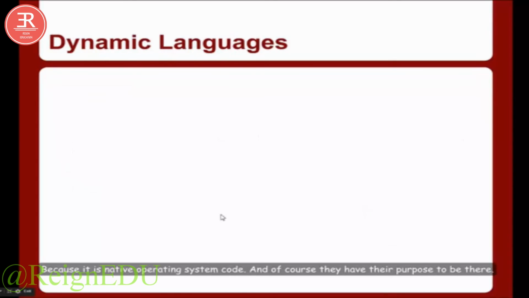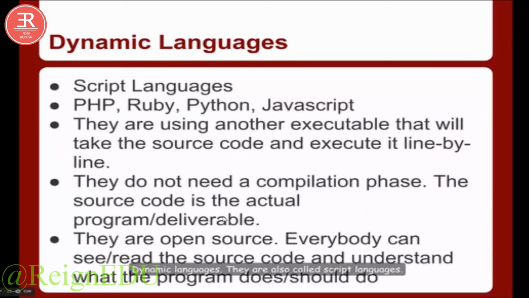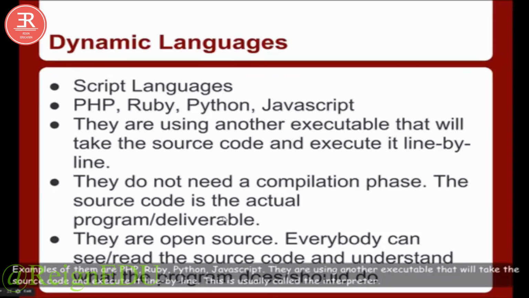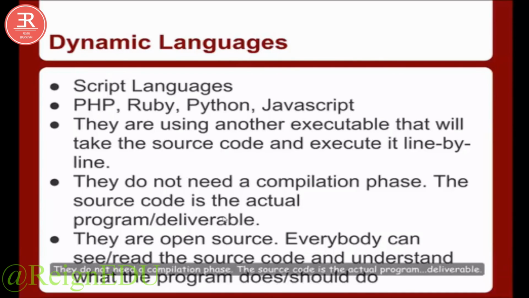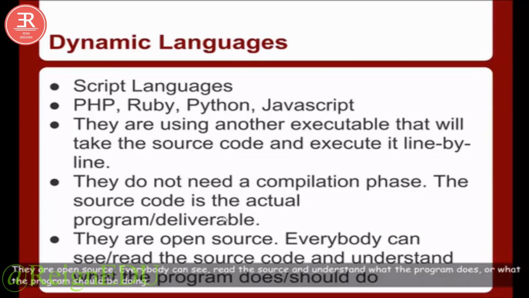Dynamic languages. They are also called script languages. Examples of them are PHP, Ruby, Python, JavaScript. They are using another executable that will take the source code and execute it line by line. This is usually called the interpreter. They do not need a compilation phase. The source code is the actual program deliverable. They are open source. Everybody can read the source code and understand what the program does or what the program should be doing.